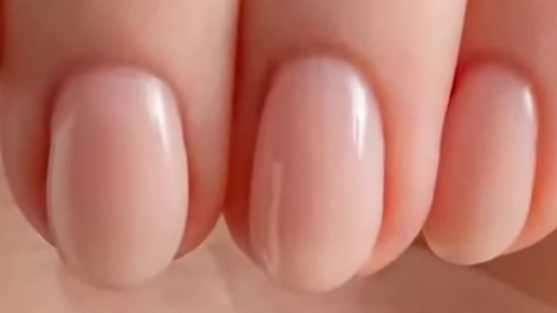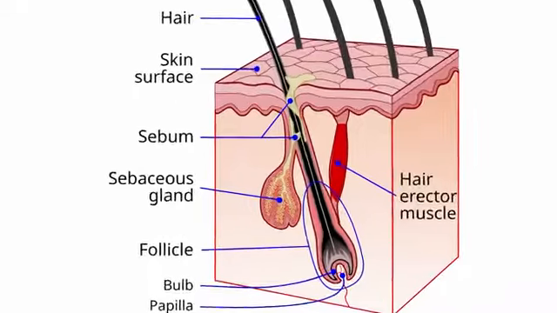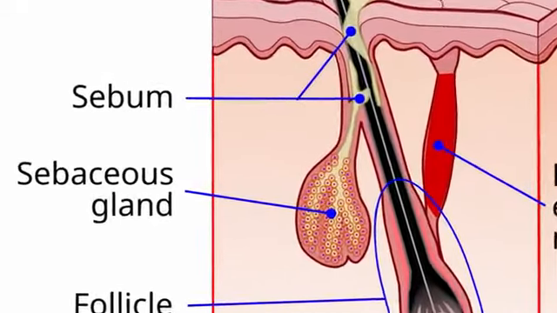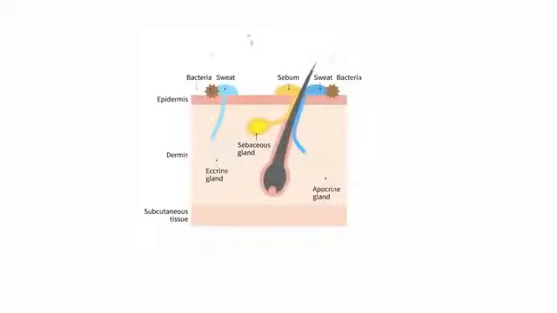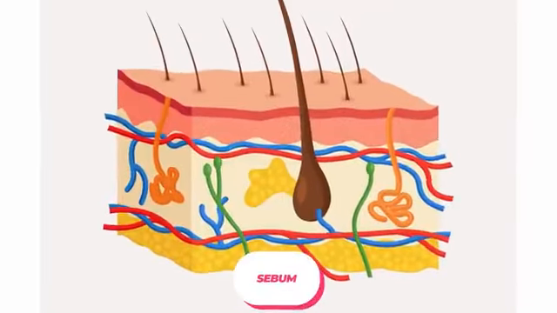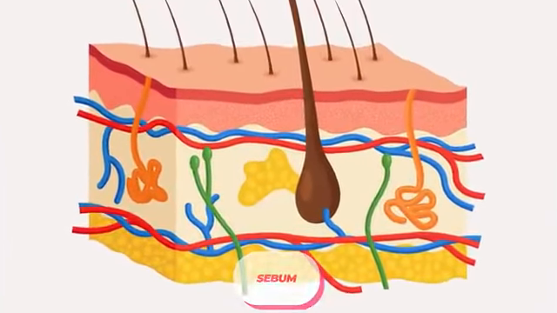skin. Glands. The integumentary system also includes various glands, such as sweat and oil glands, which help to regulate body temperature and moisturize the skin. The sweat glands produce sweat, which cools the body through evaporation. Sweat contains water, salt, and other waste products. The oil glands produce sebum, which moisturizes the skin and hair. Sebum is an oily substance that helps to keep the skin and hair soft and supple.